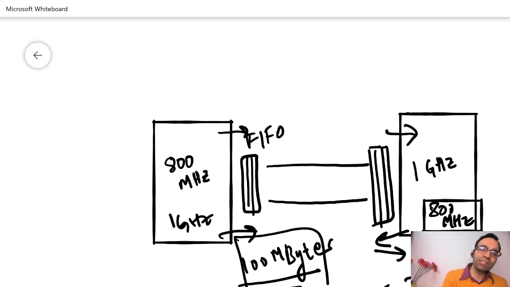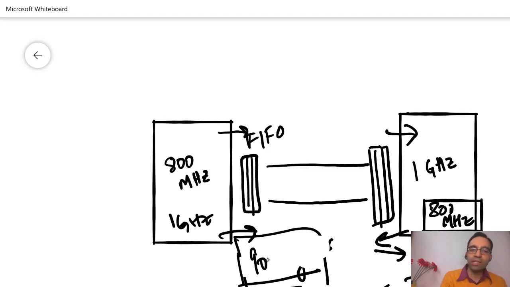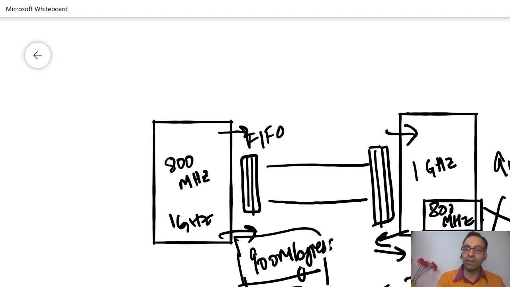Now let us say the activity factor was 1, or let us say 0.9. Now what happens? I am sending 900 megabytes of data per second, but this part of the system can only accept 800 megabytes of data per second. So what happens to the 100 megabytes? We will lose it. So this kind of arrangement cannot work, which means that this system cannot operate at 800 megahertz. This system has to operate at 900 megahertz.